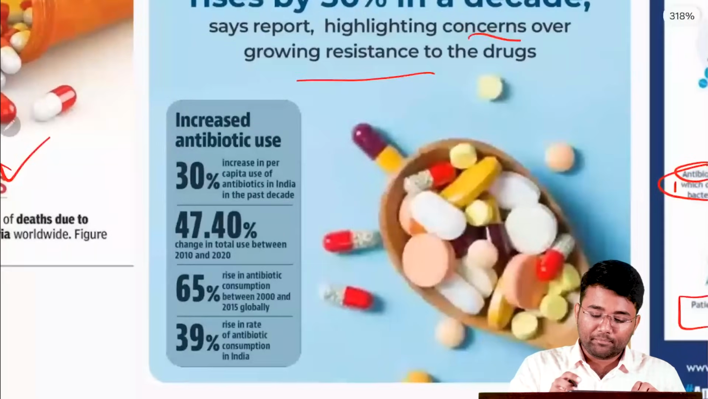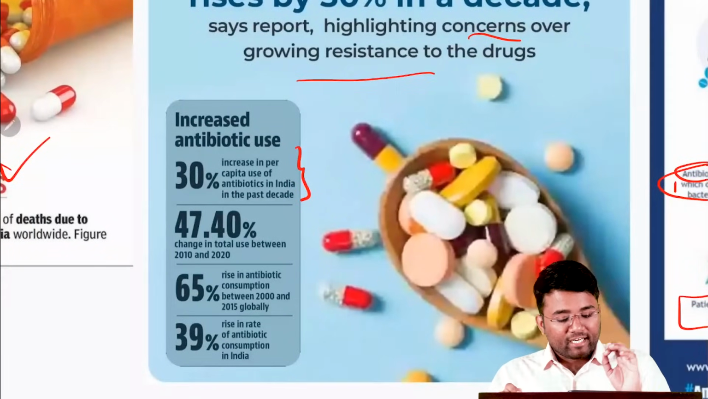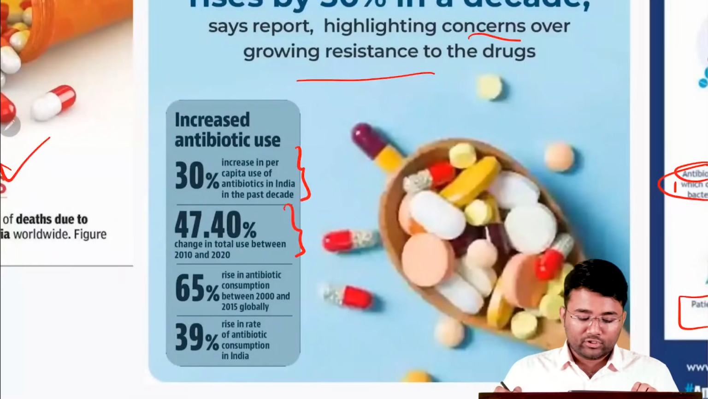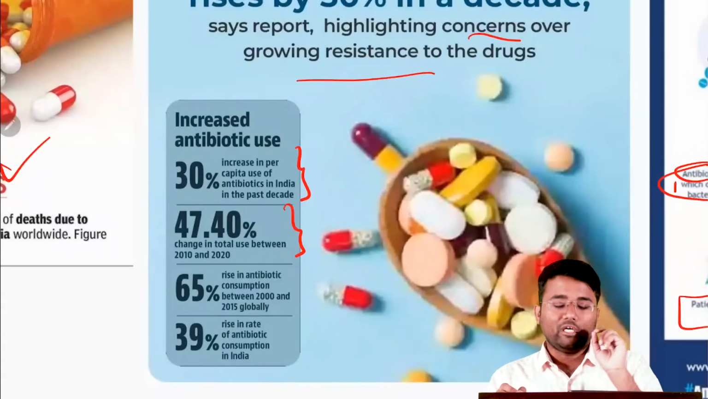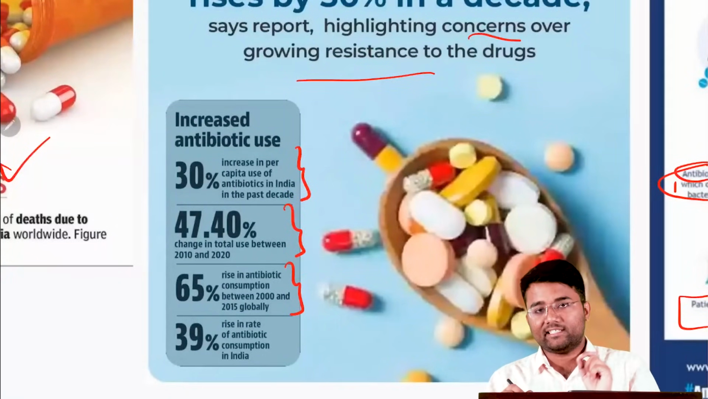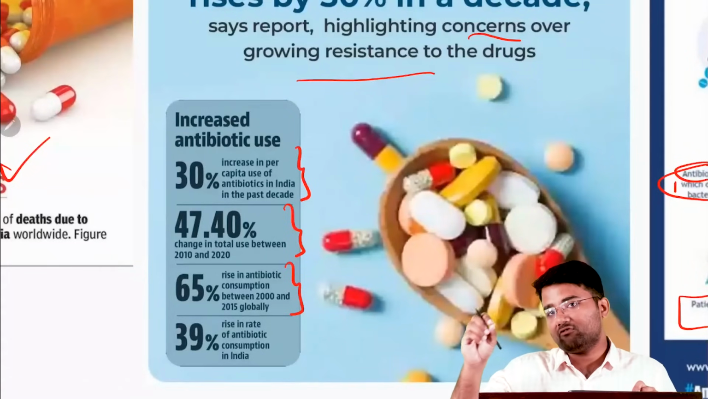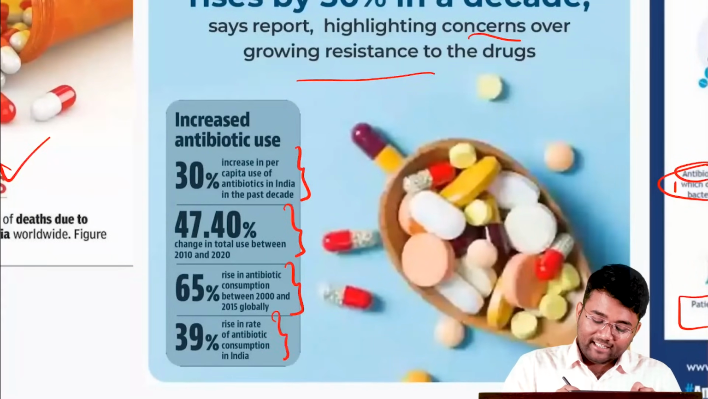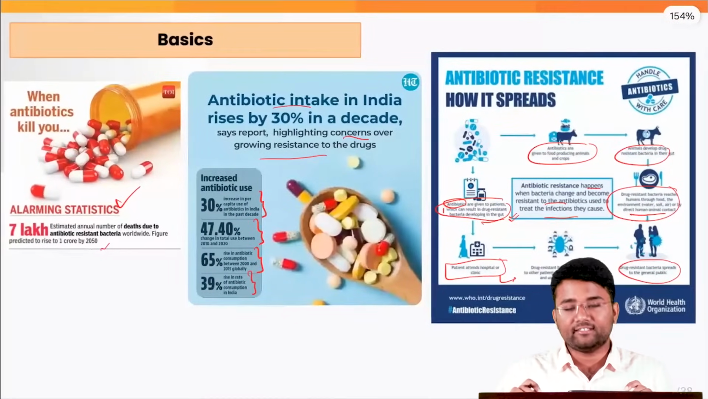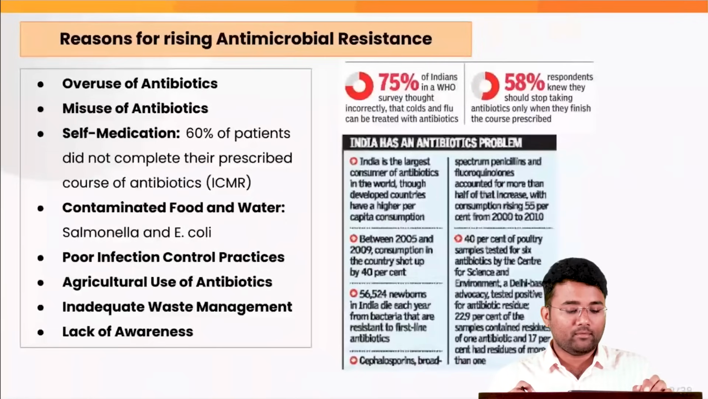It says there has been a 30% increase in per capita use of antibiotics in the past decade, a 47.40% change in total use between 2010 and 2020, a 65% rise in antibiotic consumption globally between 2000 and 2015, and a 39% rise in the rate of antibiotic consumption in India. This is data from WHO.